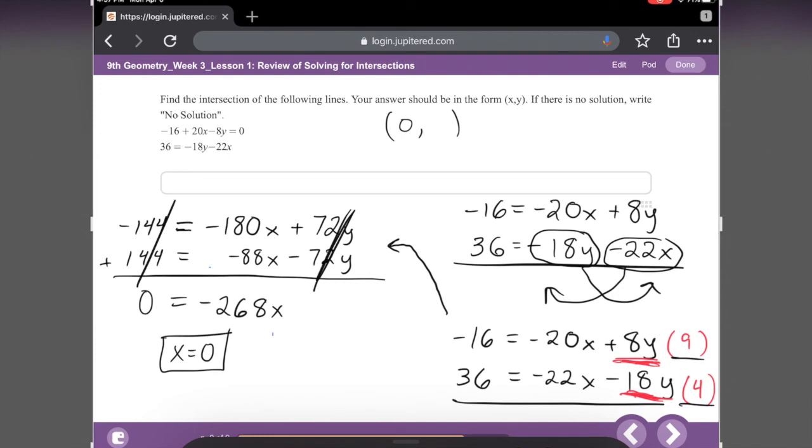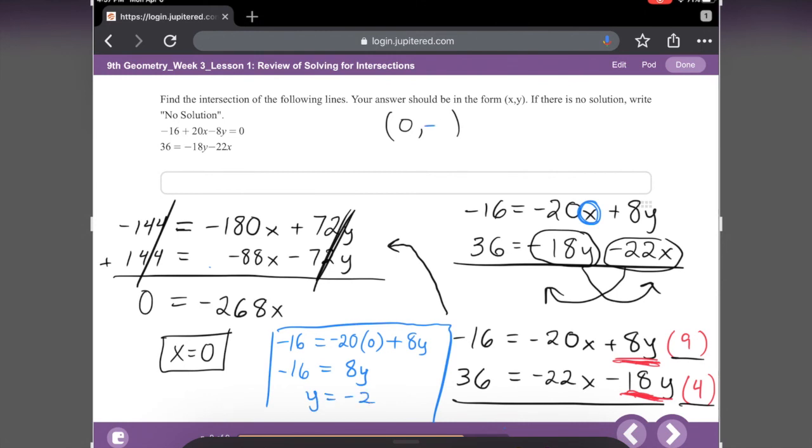So what is the y value? So once again, we're going to have to substitute in 0 for the x in one of these earlier equations. So let's pick this x to substitute in for. So I have negative 16 equals negative 20 times 0 plus 8y. In other words, negative 16 equals 8y. So then y is going to have to be equal to negative 2. Okay, so my solution should be 0, comma negative 2 for that.